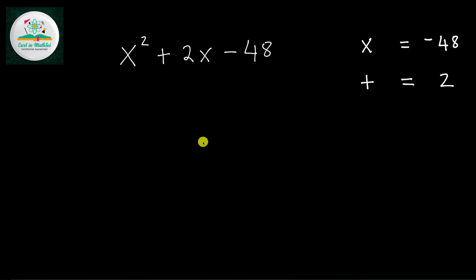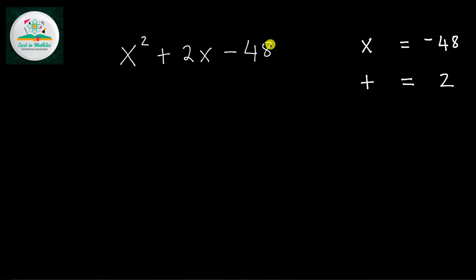So we're going to look at another quadratic expression, and this time the coefficient of x has a positive sign in front of it and the constant has a negative. So let's go ahead and apply those principles to factorize the quadratic expression into two linear expressions. Now the way it works is exactly the same.